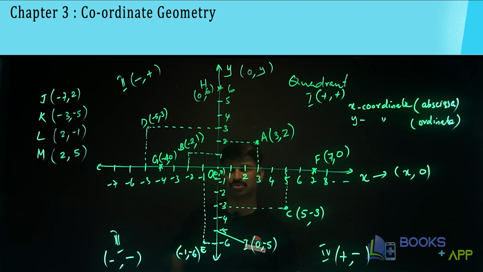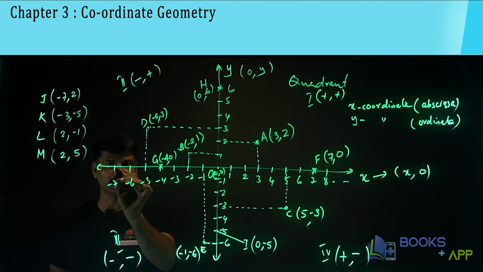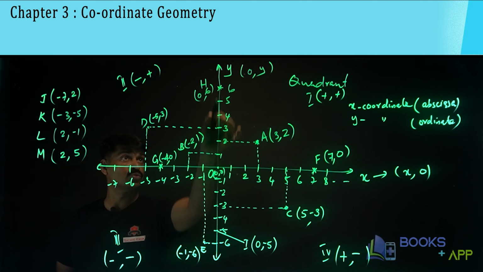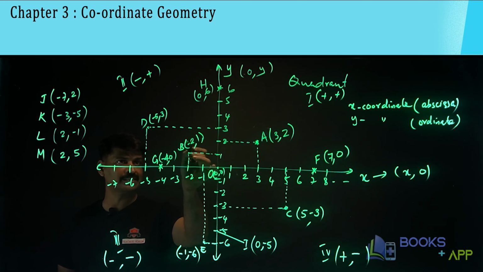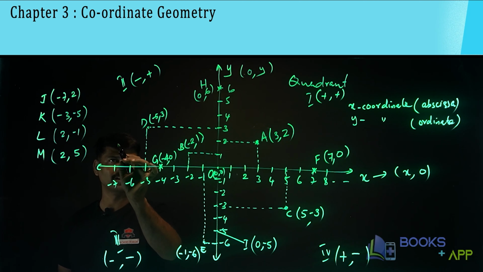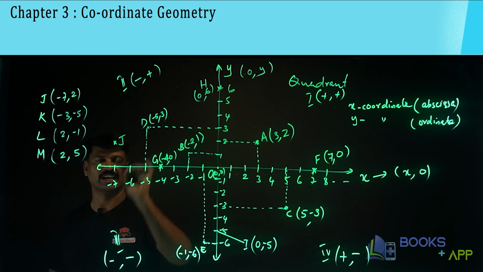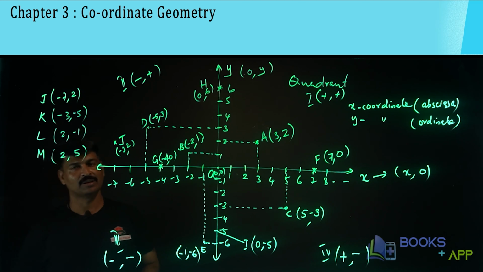J, -7, 2. Where will be -7, 2? On the x axis, you should find where is minus 7. Here it is minus 7. On y axis, you should find where is 2. Here is 2. On y axis, this is positive, this is negative numbers. So y axis 2, x axis minus 7. So this is the point that represents J. Because here x coordinate is minus 7, y coordinate is 2. Clear, children? Yes, this is the point J.